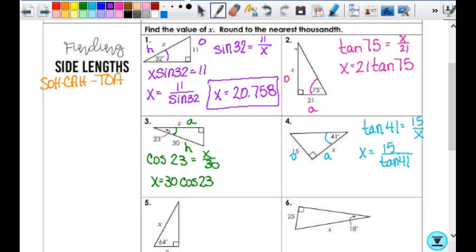Not only that, but 75 is a lot bigger than 15. So I would expect a number that wouldn't be like 23 or 24. It should be a lot more than 21. All right, so then here, what can you tell me about x?